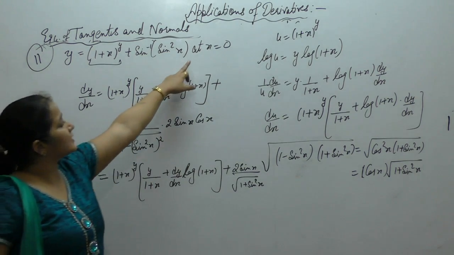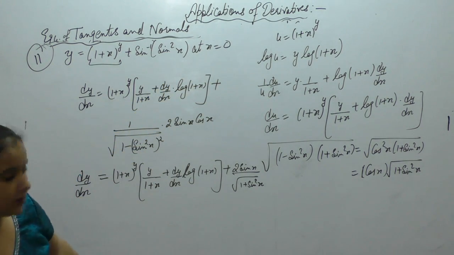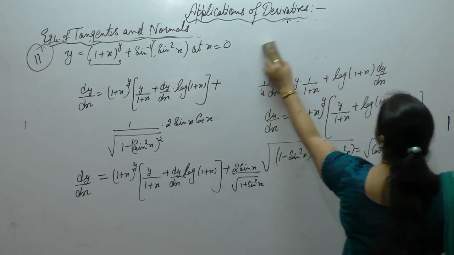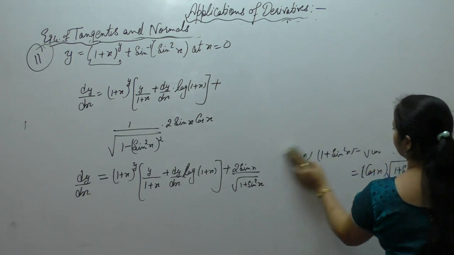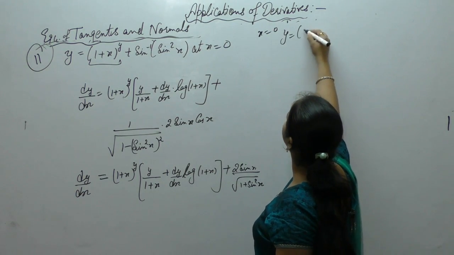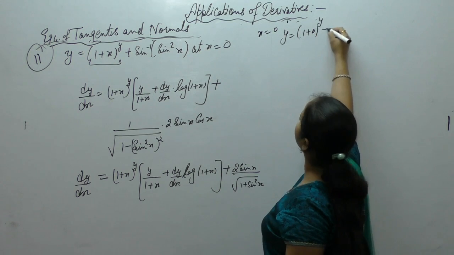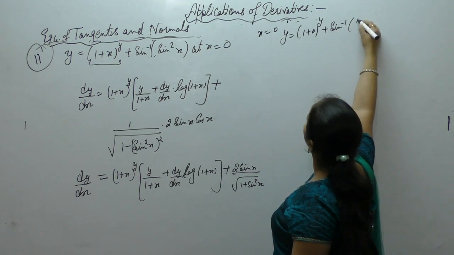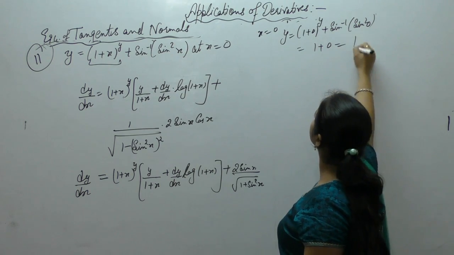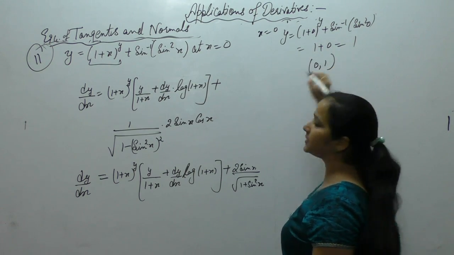Now put the value of x equals to 0. When x is 0, then y is (1 + 0)^y plus sin⁻¹ sin²0. Sin 0 is 0, 1 power something is 1. So we have the point (0, 1).